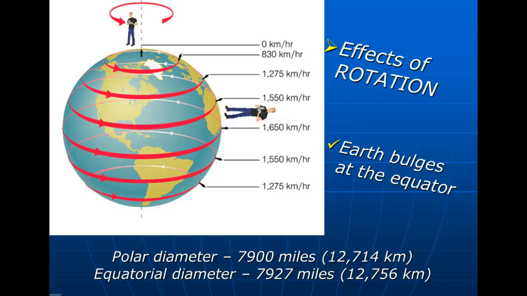Because it spins so fast, it creates a bulge at the equator of the Earth, like shown here in the diagram, where the guy's standing there on the equator. Get that in your notes. Now, this creates differences in the diameter of the Earth. So in your notes, simply write that the Earth's greatest diameter is at the equator, and that its smallest diameter is at the poles.